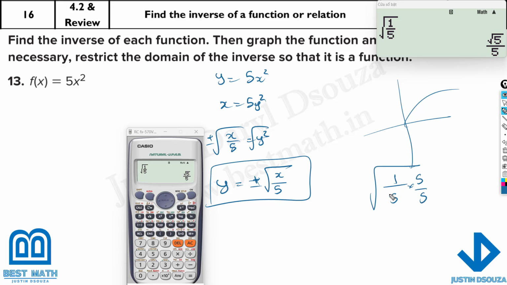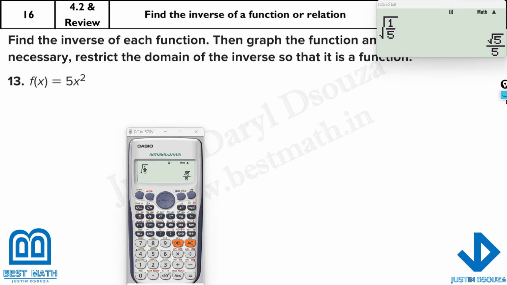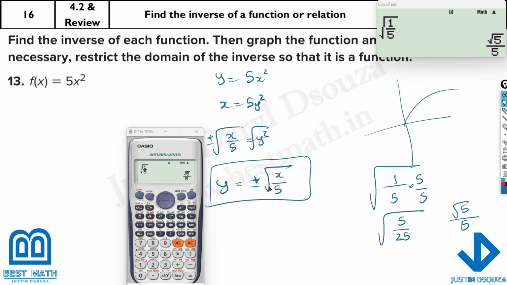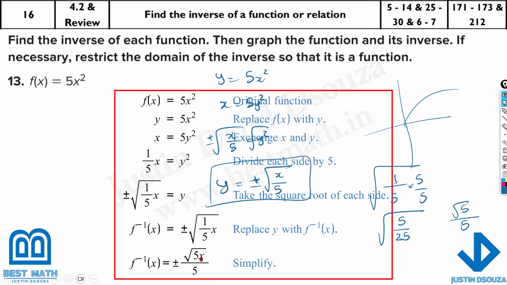You're multiplying by 1, it remains the same. So up is 5, down is 25. Now square root of 5 remains as it is. But what about square root of 25? It's 5. That's how we get it. It's up to you. You can just figure it out. If at all there's no this option, just put x as 1 and solve it in the calculator. 1 by 5, you get this. So that is the correct answer. So you can see here.